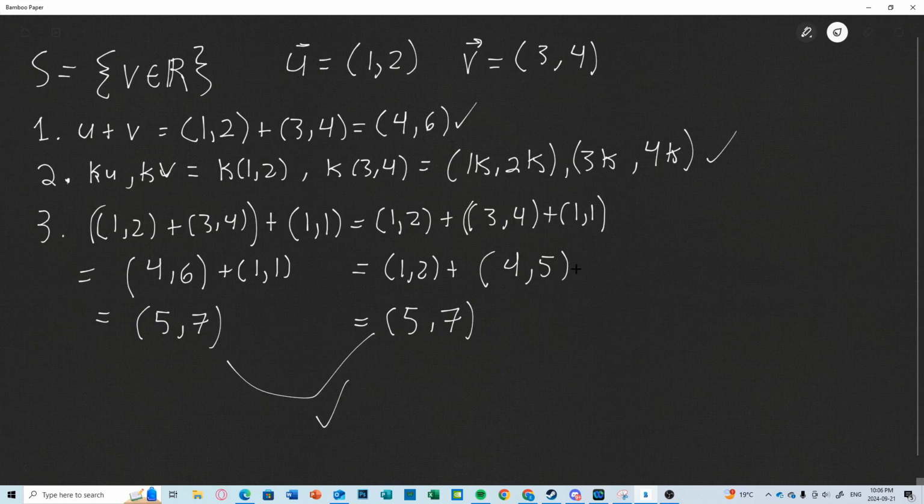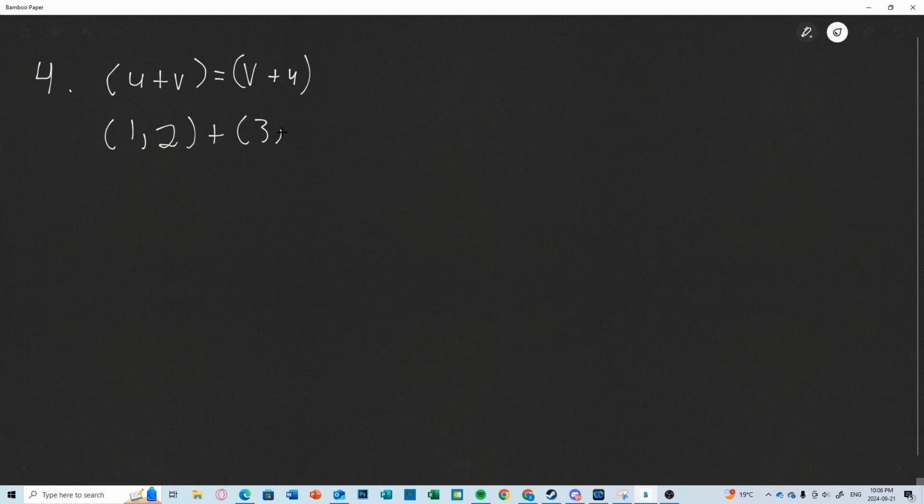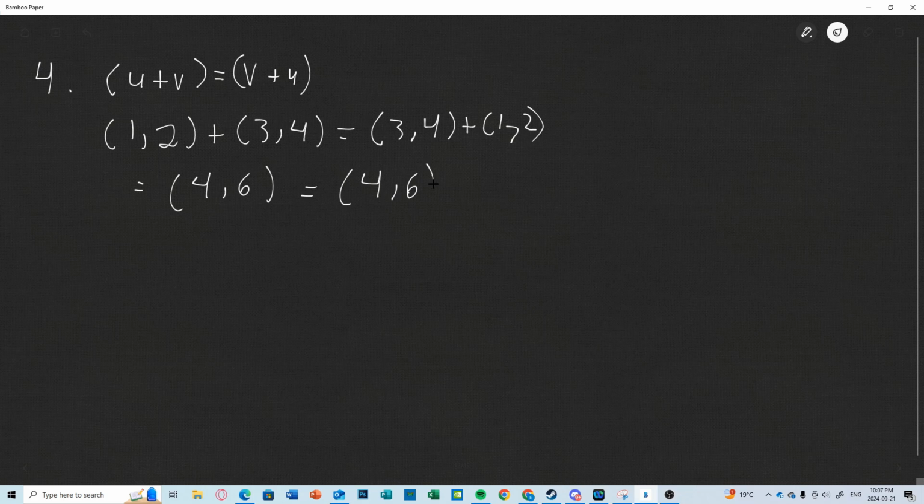As they are the same, next up is the commutativity of addition, which means that u plus v is equal to v plus u. So we have (1, 2) plus (3, 4), and we see if that is equal to (3, 4) plus (1, 2). This gives us (4, 6), and on the right side, it also gives us (4, 6), meaning axiom number 4 works as well.